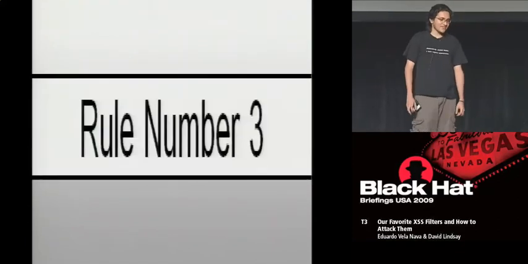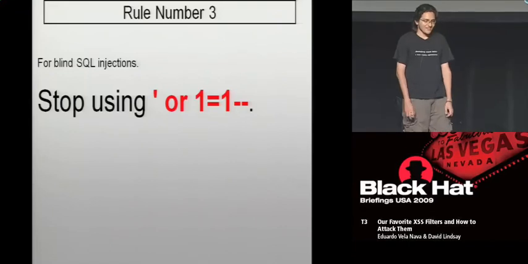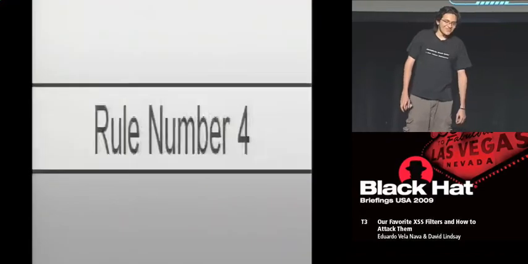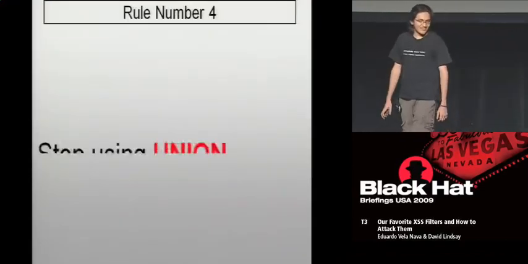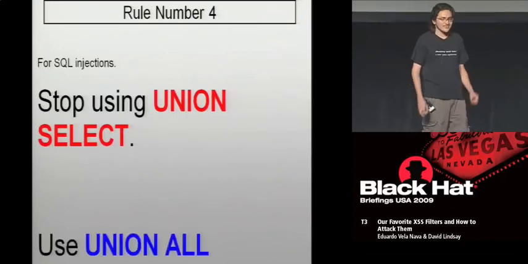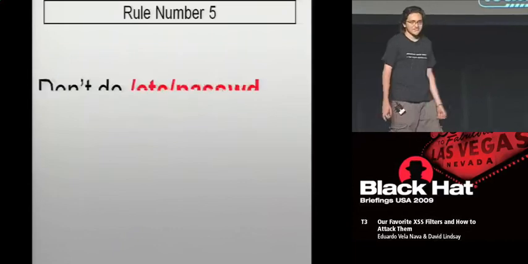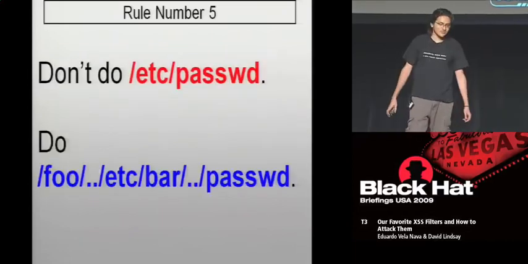Rule number 3, this is for SQL injections because this is awesome: stop using the usual tautology, now use or 2 is equal to 2. Okay, it's not cross-site scripting, but hey, we had to throw it in. This bypassed Imperva, it is amazing. Instead of using union select, you use the standard way, that is union all select. Instead of using /etc/passwd, you can use a variant path. This is for local file inclusions.